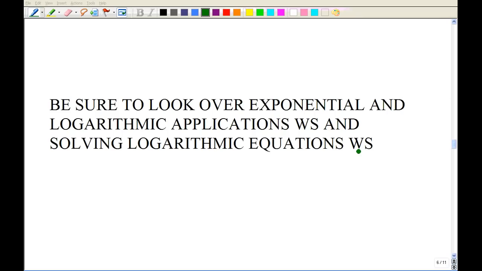Okay, so that's the end of the graphing calculator part. By the way, be sure to look over the exponential and logarithmic applications worksheet, that long worksheet front and back that has word problems, and the solving problems, which is on the back, the solving logarithmic equations worksheet. For additional examples, each of those problems is going to be good practice for you for the test. Now let's go on to the non-graphing calculator portion of the test.